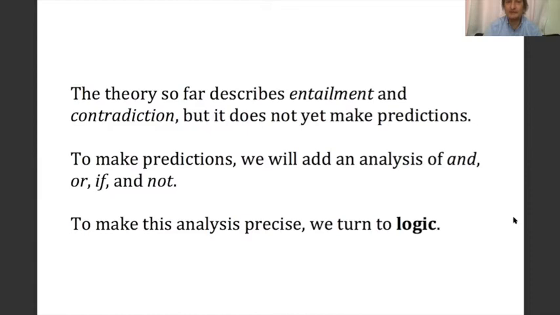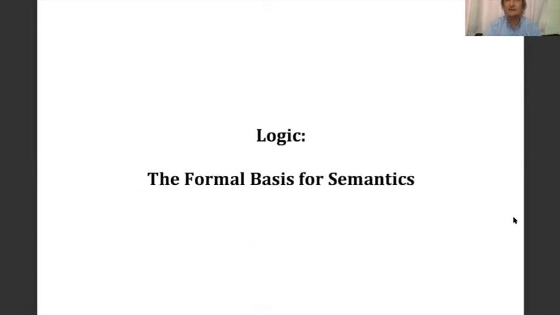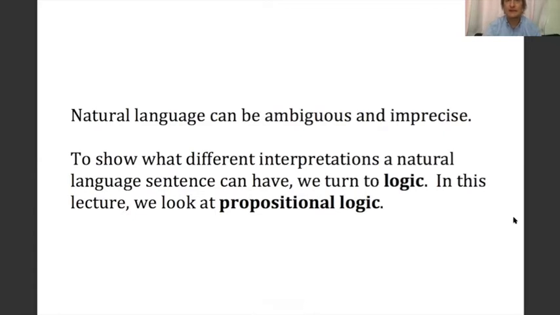Before we turn to the analysis of those, we have to turn first to logic to see how logic is going to be used. Logic is the formal basis for semantics. Logic is, if you will, the tools for doing semantics. Natural language, like English, can be ambiguous and imprecise. Sometimes one sentence can have multiple meanings. Sometimes it's unclear whether it's true of a certain situation because it's vague.